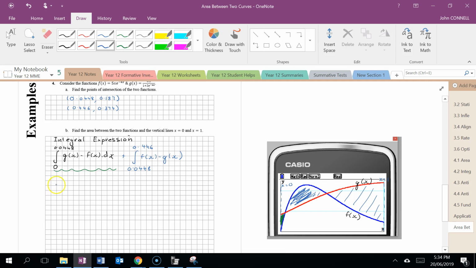And then it's plus, finally, the integral. Now this is where g of x is greater again. So we're going from 0.446 up to 1 of g of x, take f of x. That's how we could do this using an integral expression, but there's a couple of other ways as well.